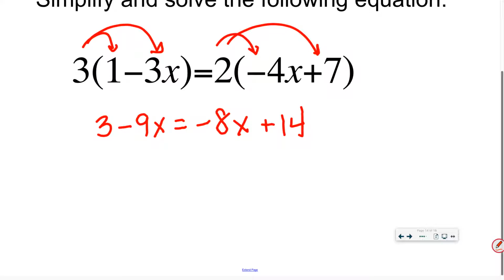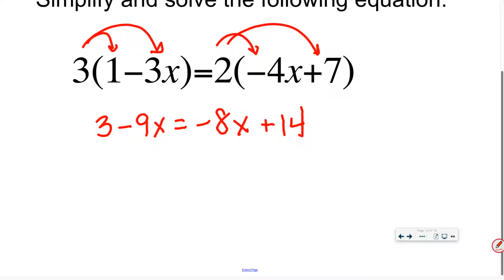How can I do that? How can we isolate our variables? On this side we have negative 9x, and on this side we have negative 8x. What can I do to try and isolate them? Or we may use the term move them, or remove them, or get rid of them. However you want to say it, the idea is you're isolating. What can I do?